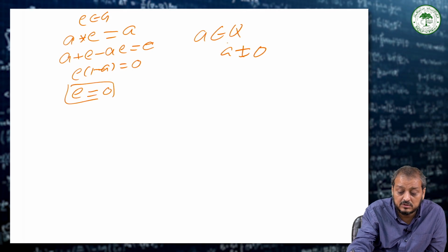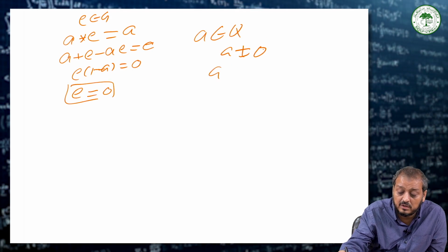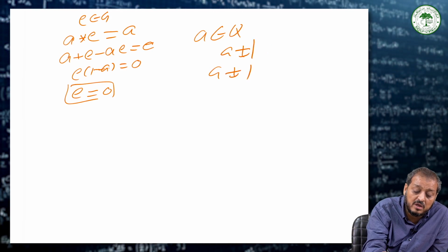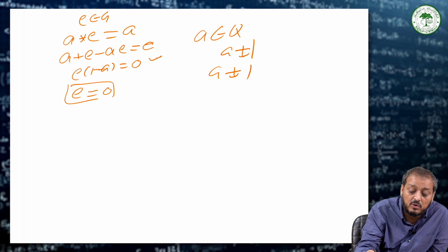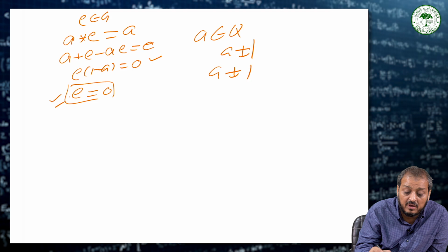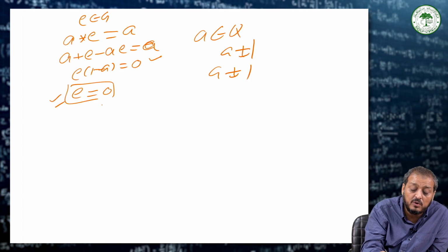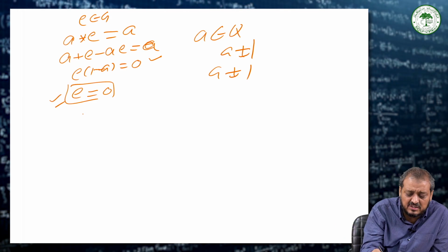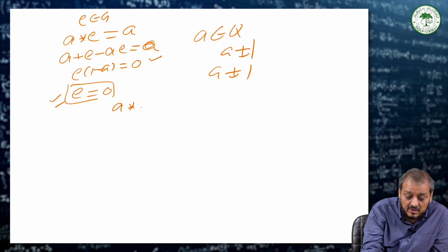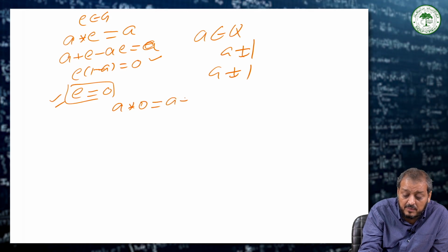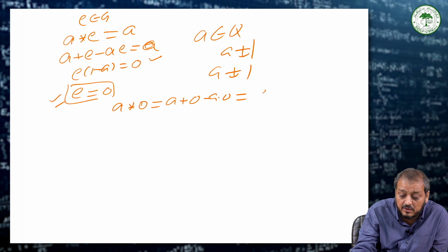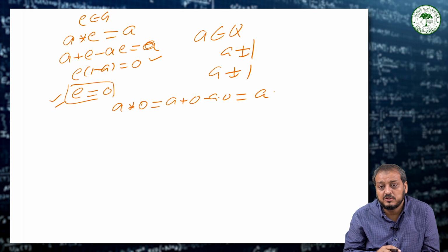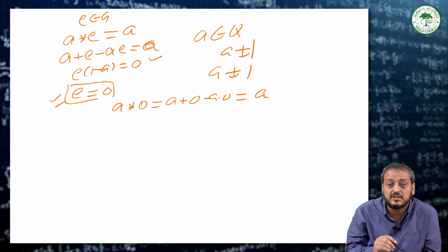Because A cannot equal 1, E times A minus 1 minus A is equal to 0, so this implies that E is equal to 0. So the identity element of this set is equal to 0. We can verify this: A composition 0 is equal to A plus 0 minus A times 0, which is equal to A. So clearly the identity element of this set is 0, and 0 belongs to Q, so it also satisfies this.